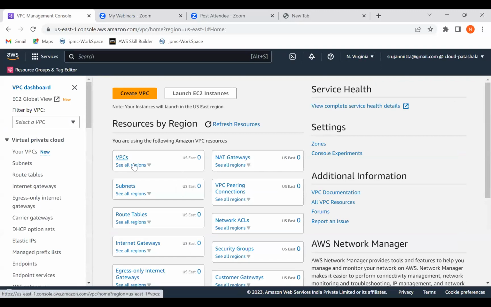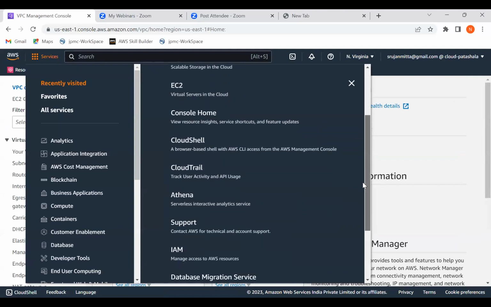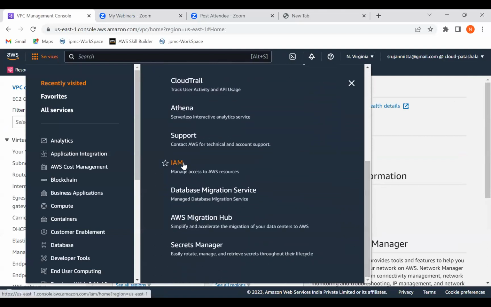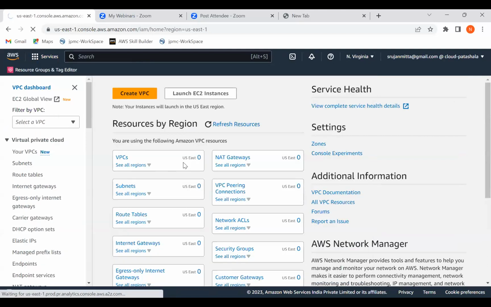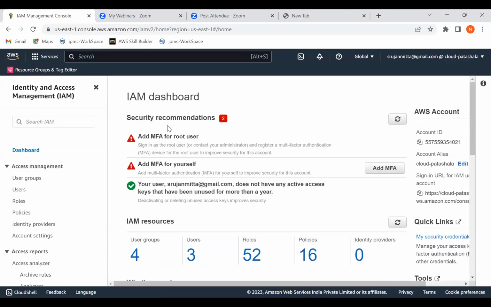So here VPC is there, subnets are there. How to create a VPC, we will discuss. And if we go further, we will discuss IAM, which is the most important part. You can say it is like a firewall. Here you can discuss what kind of users will have permissions to use it, who will have the rights to use it. So it is the most important thing which organizations are following right now.